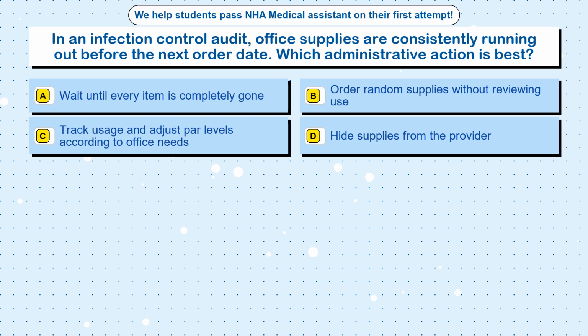Question 1. In an infection control audit, office supplies are consistently running out before the next order date. Which administrative action is best? Option A. Wait until every item is completely gone. Option B. Order random supplies without reviewing use. Option C. Track usage and adjust par levels according to office needs. Option D. Hide supplies from the provider.